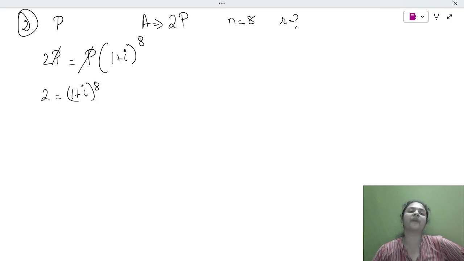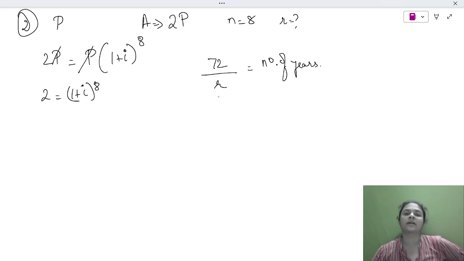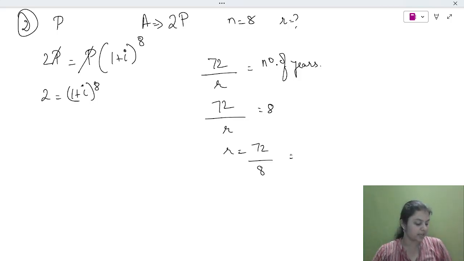Now, how to find this I? We can use a shortcut to check. If you remember, we learned this rule, the doubling rule. 72 by R is equal to the number of years. Correct? So you can use this rule. You can say 72 by R is equal to 8 years. So what is R? Approximately 72 by 8, which is how much? 9 years. Sorry, 9%.